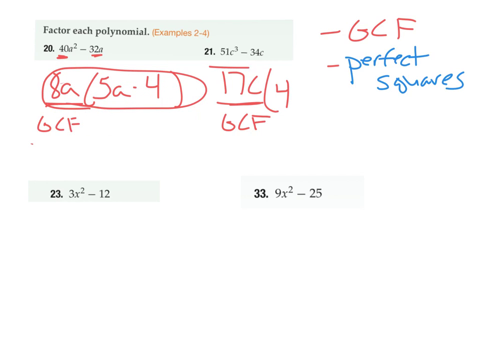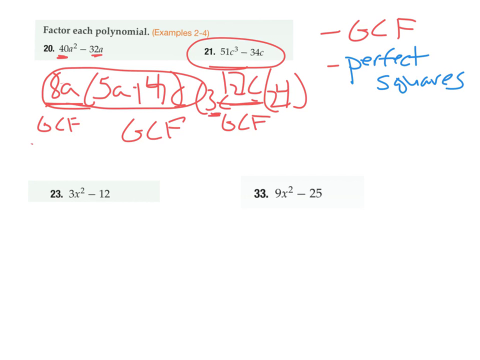Now, let's look at our next one right here. In this case, 17 and c is the greatest common factor. So parentheses. And now I divide 17c into 51c cubed is 3c squared. 17c into minus 34c is a minus 2. Now when you have a square inside the parentheses, you need to check to see if it is a perfect square. In this case, 3 is not, so then our answer is complete.